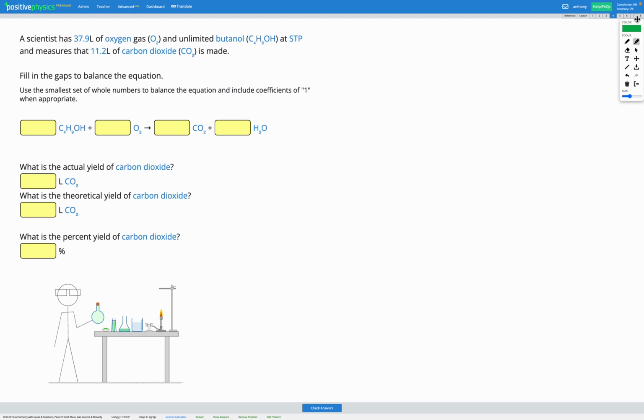In this question, a scientist has 37.9 litres of oxygen gas, O2, and unlimited butanol, C4H9OH, at STP, that's standard temperature and pressure, and measures that 11.2 litres of carbon dioxide, CO2, is made. Step 1, let's balance our equation.